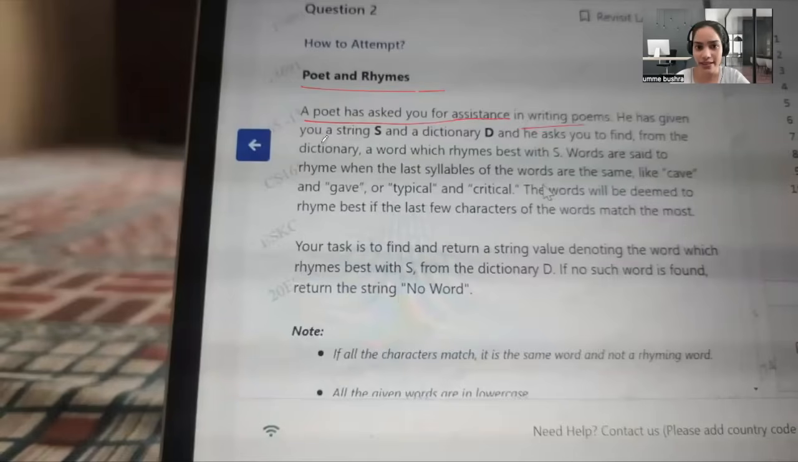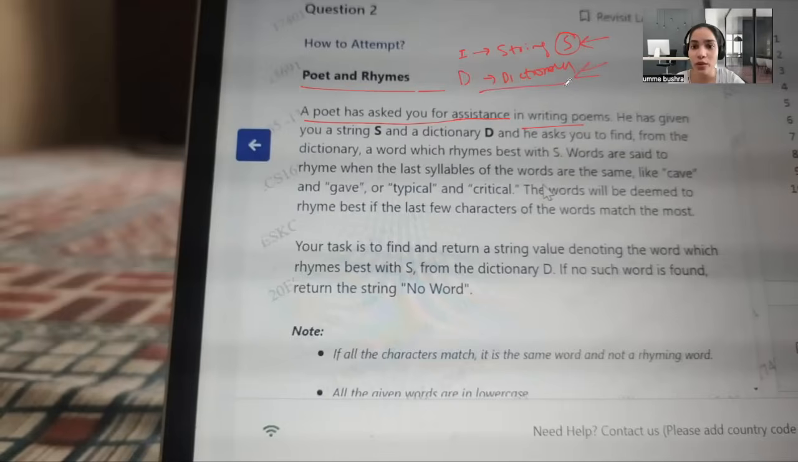Okay. He has given you a string S. What has he given you now? Inputs you have here: string S and dictionary D. This is going to be your dictionary. So he asks you to find from the dictionary a word which rhymes best with S. So a string S is already given to you. So you have to look up in your dictionary if there is something similar which rhymes with the word.